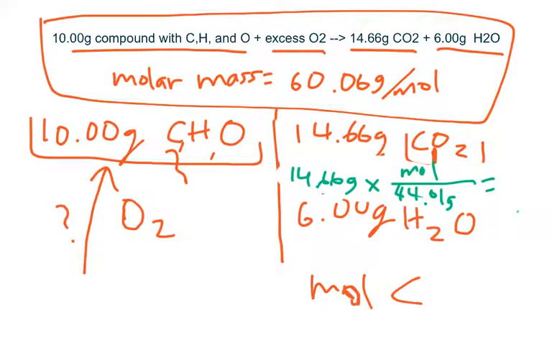14.66 divided by 44.01 is equal to 0.3331 moles of carbon dioxide. So we figured out how many moles of carbon dioxide there are. And we just talked about how 1 mole of carbon dioxide has 1 mole of carbon, since there is 1 atom of carbon in 1 molecule of carbon dioxide.